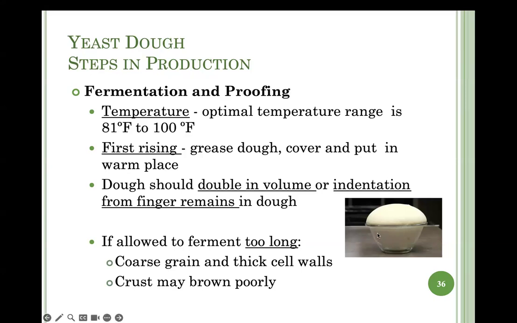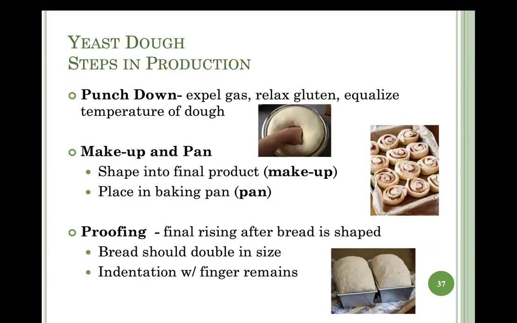For the first rising, you want to make sure that you grease your bowl so that the dough doesn't stick to it as it's doubling in size. You know it's finished when it doubles in size and, when you stick your finger in it, the fingerprint stays in the dough. You don't want to proof for too long. If you do, you'll end up with a coarse grain and very thick cell walls, and when you're cooking it, the browning happens unevenly.